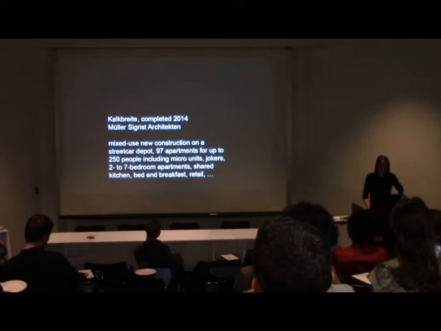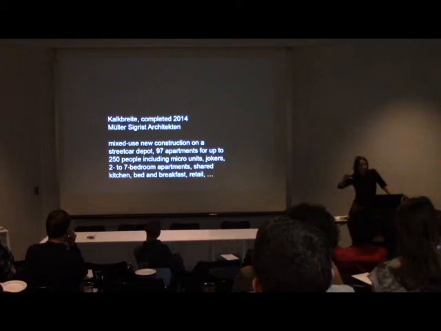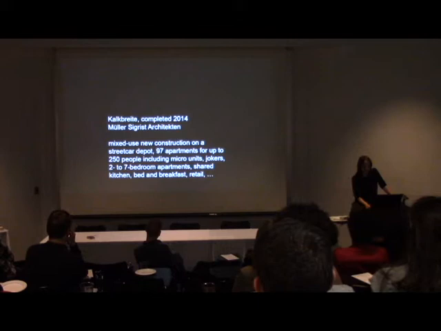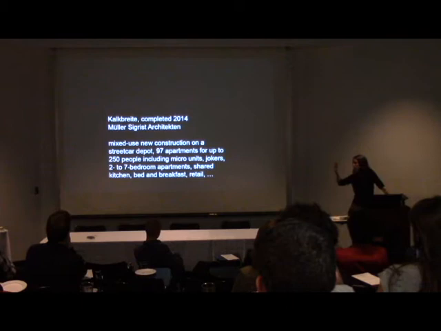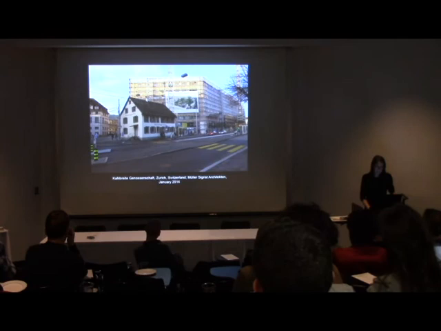First one completed in 2014, mixed-use new construction on the site of a former garage for streetcars: 97 apartments for 250 people, everything from micro units to seven-bedroom apartments, shared kitchen, bed and breakfast, retail, and also, I think, 40% office and 60% housing. A brief view. A strange site between two big streets and a train. This is while it was being completed.